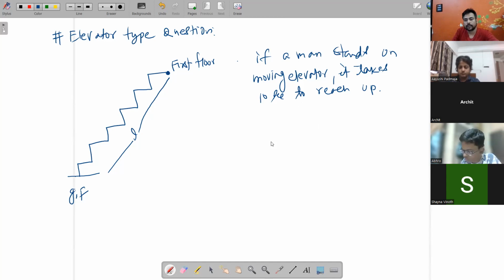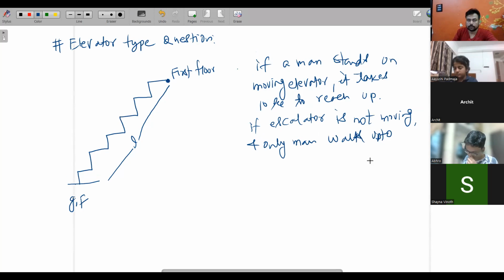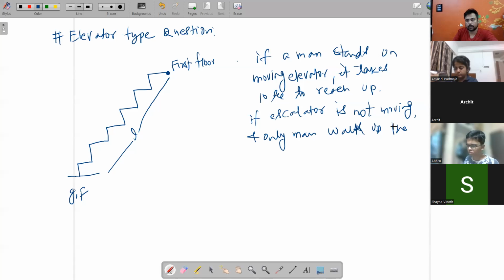Second thing can be, suppose the escalator is not moving, and only the man walks up the escalator. He takes 15 seconds to reach up.